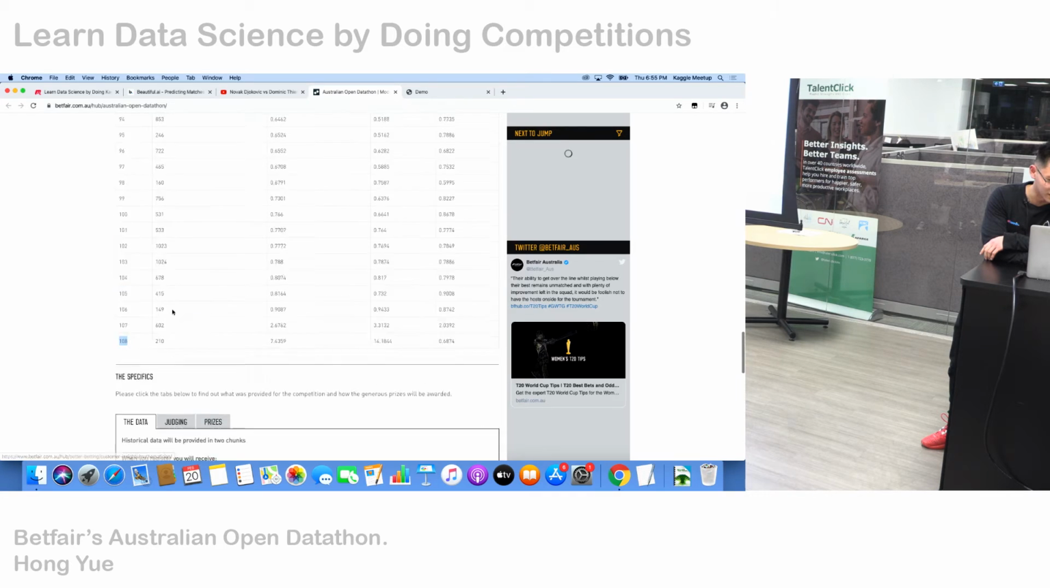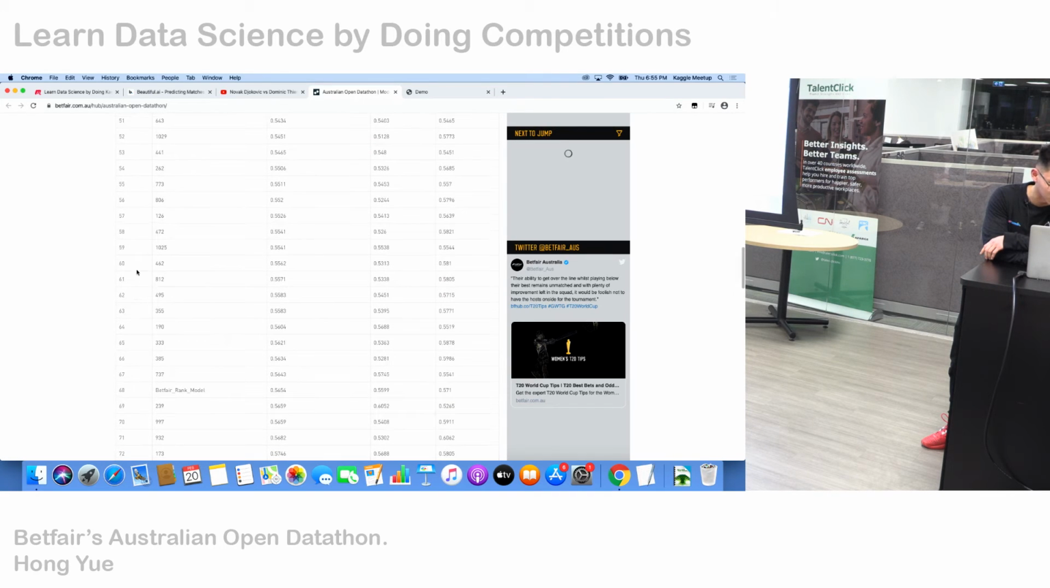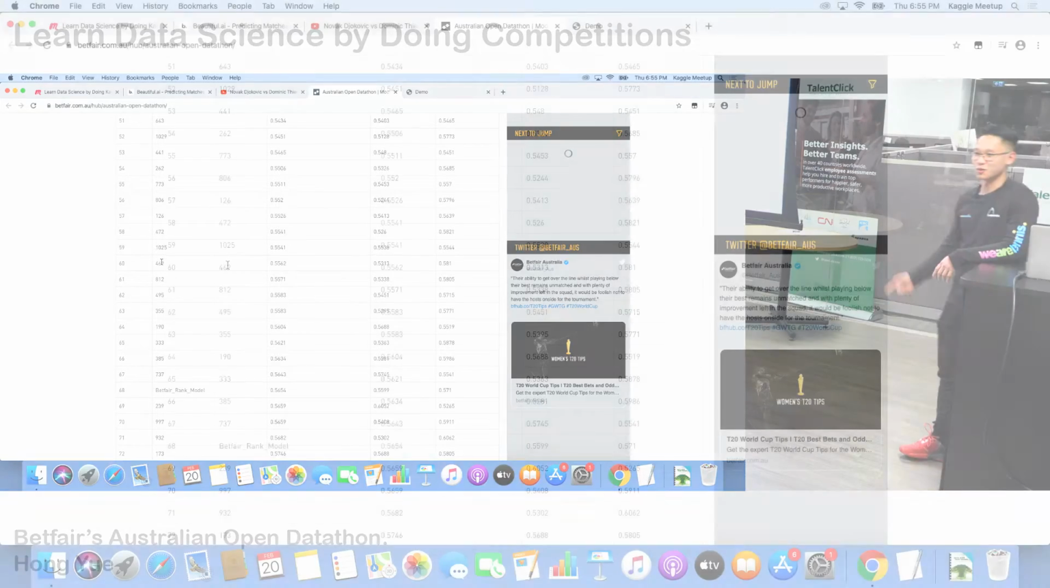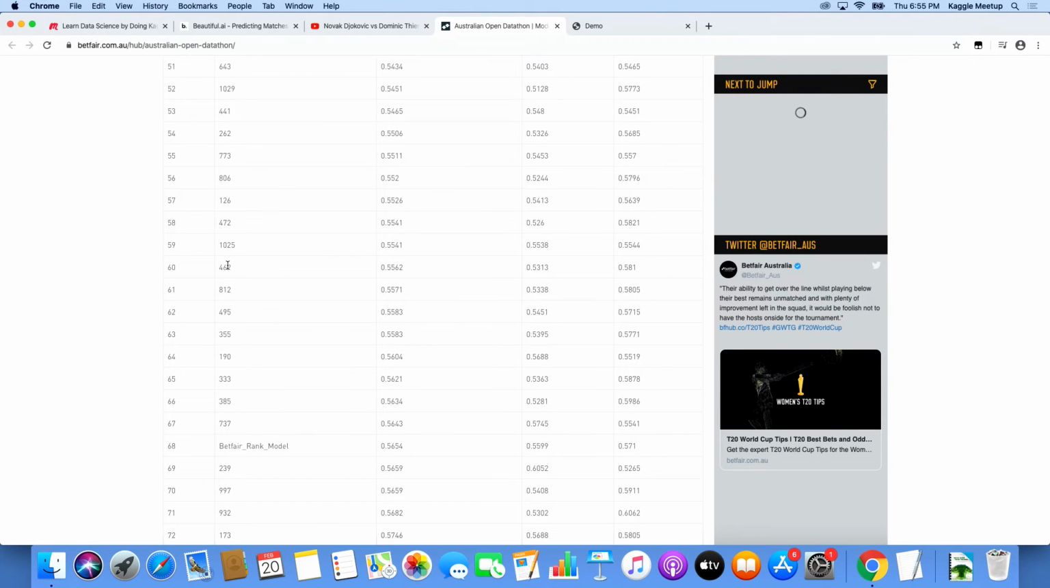How did I rank? I ranked at about place 60, so that's me over there, entrant 462. So I did okay. That was my first data science competition I ever participated in. I looked at somebody's tutorial, changed a few lines of code, and here I am, smack bang in the middle of the leaderboard. That's not too bad.